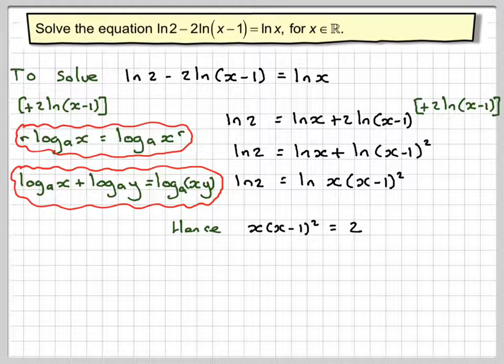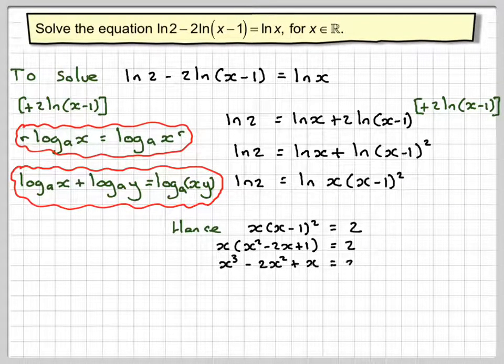This is a cubic, so expanding (x minus 1) squared, we've got x squared minus 2x plus 1, and the whole thing is equal to 2. We need to put this equal to 0 eventually. So first we'll expand the bracket here. So we're going to get x cubed minus 2x squared plus x is equal to 2. Taking 2, we're going to get x cubed minus 2x squared plus x minus 2 is equal to 0.